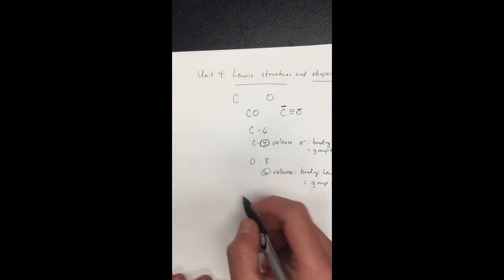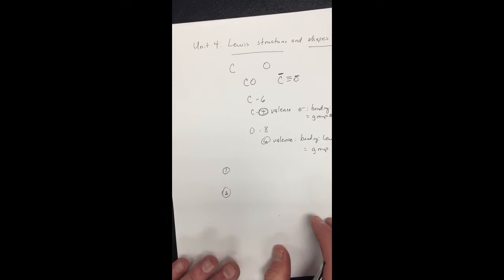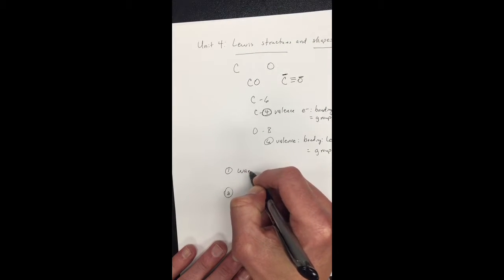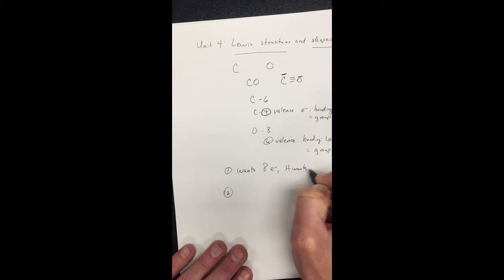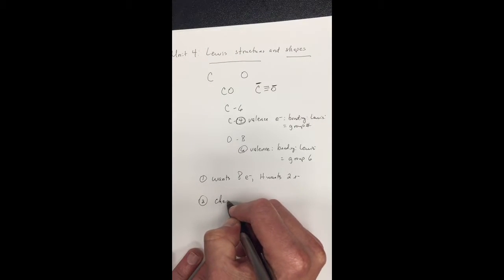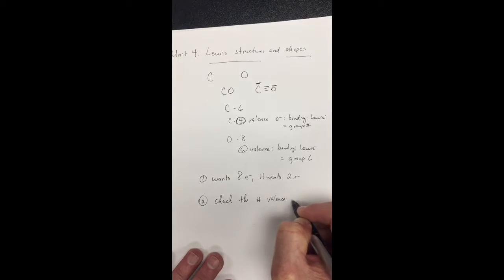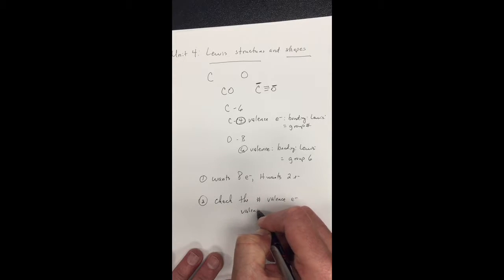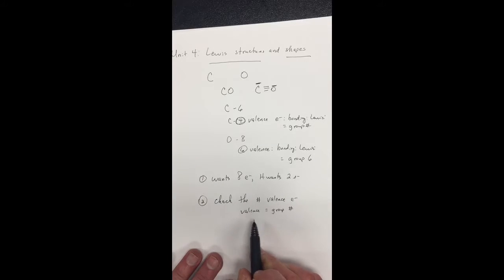Now, Lewis structures. You will be given these 2 rules. You do not have to memorize them. Everybody wants 8 electrons, except hydrogen wants 2. And then you need to check the number of valence electrons, and the valence electrons equals the group number. Stop the video, write these 2 rules down so that you can use them when you're working practice problems.